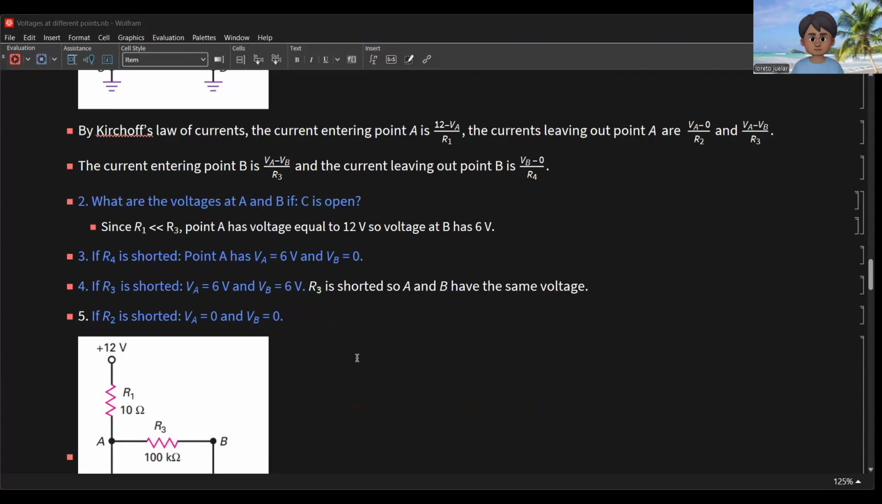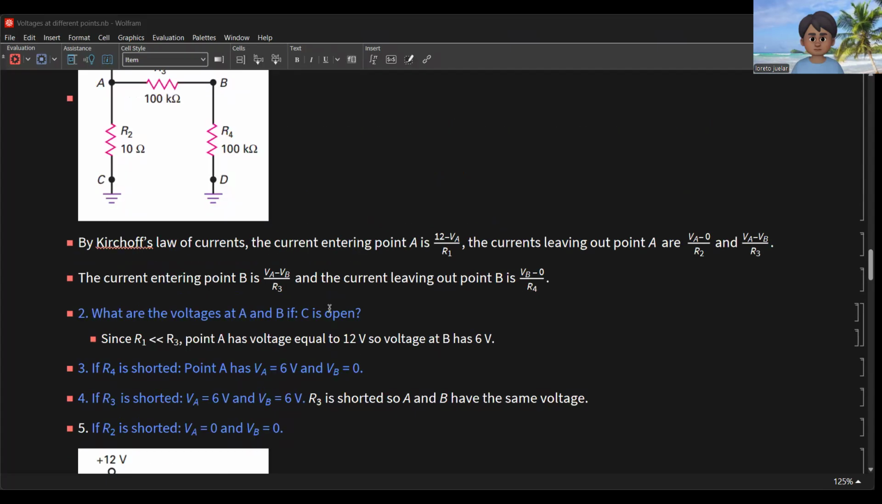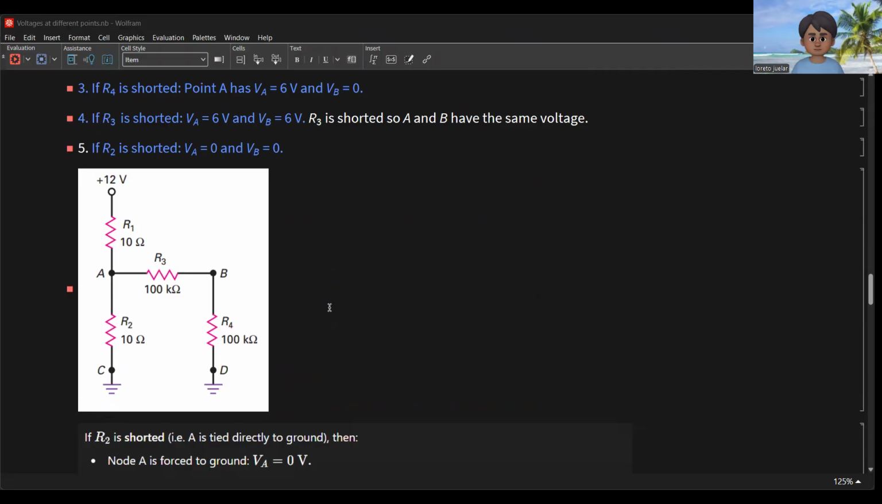How about if R2 is shorted? So R2 here is shorted, and the voltage at point A becomes 0, and the voltage at point B equal to 0.